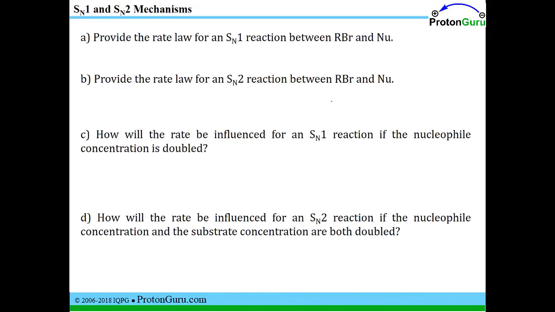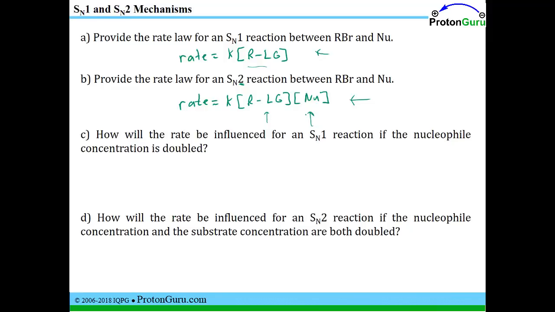Our next question asks us to, first of all, provide the rate law for the SN1 reaction and the rate law for the SN2 reaction. As delineated in the primer, we see that the rate of the SN1 reaction relies only upon the concentration of the substrate, R with a leaving group on it, whereas for the rate law for the SN2 reaction, 2 indicating it's bimolecular, the rate depends on the concentrations of two species, the substrate and the nucleophile.